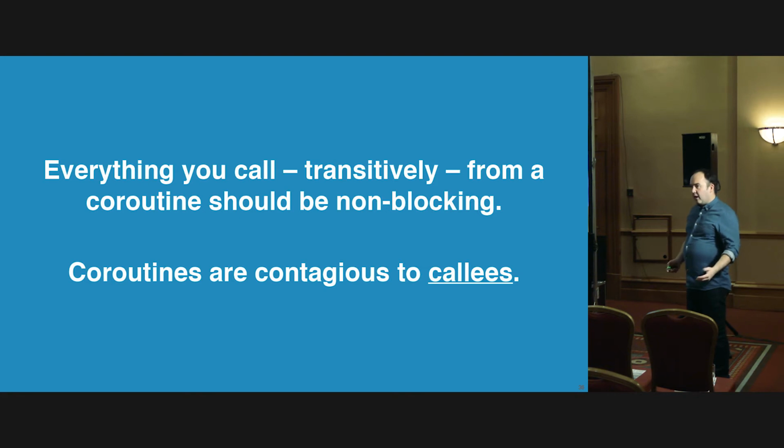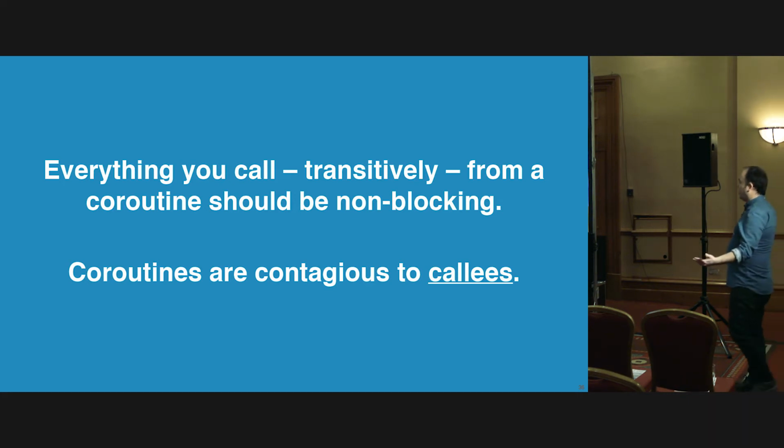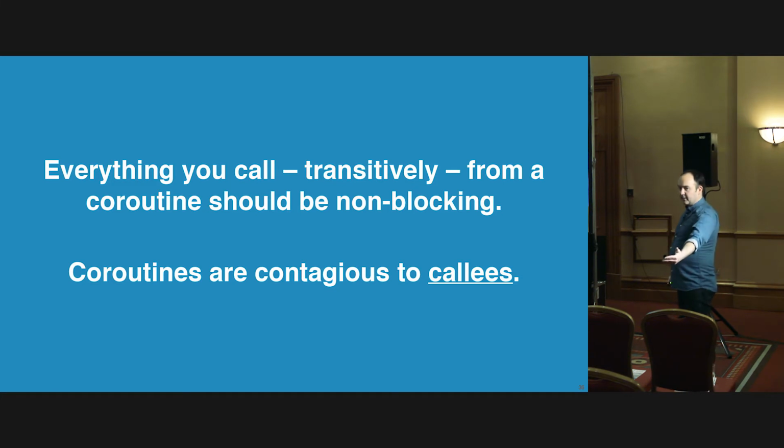So here's a guideline, or a rule if you like. Basically everything you call transitively from a coroutine should be non-blocking. Yeah? Because otherwise you're going to run into this situation. So coroutines are contagious to callees, right? If you want to do some work in a coroutine, you probably better make it a coroutine. There are other ways of being non-blocking. You could use a thread, but given the way we're approaching concurrency here, using another coroutine is the right thing to do. So coroutines are contagious to callees transitively. So everything down from your coroutine is probably going to be a coroutine.